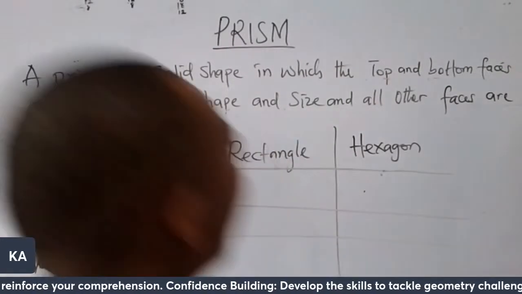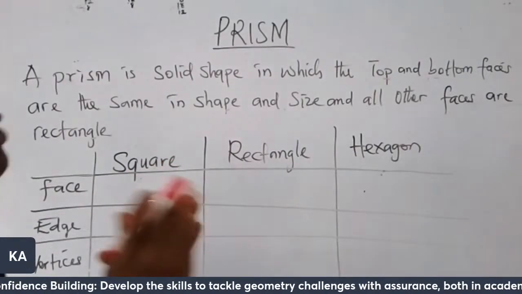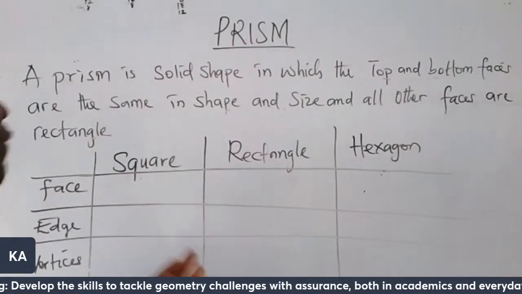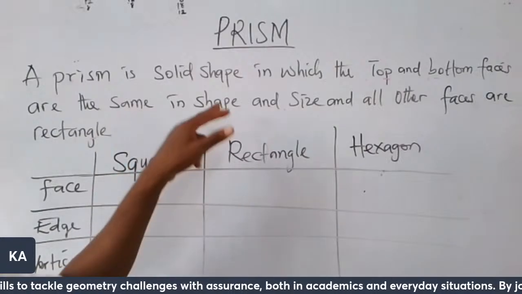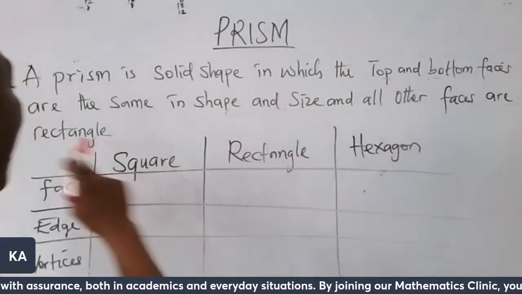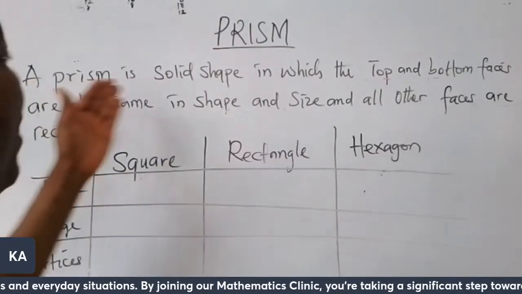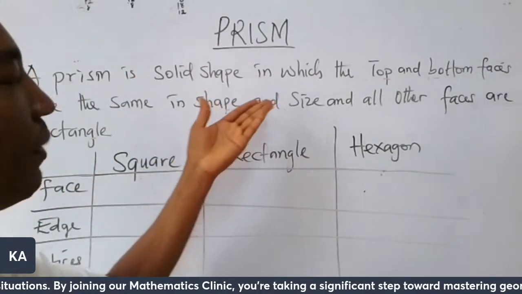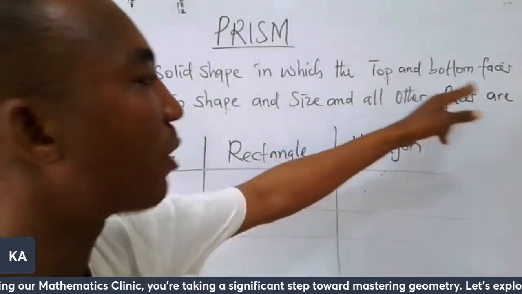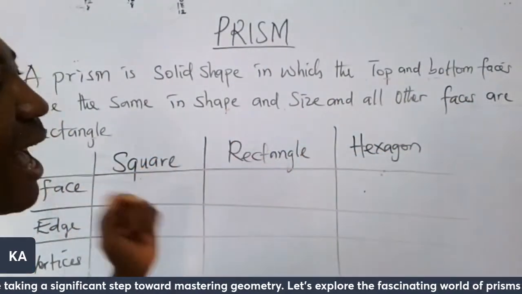What is a prism? A prism is a solid shape in which the top and the bottom faces are the same in shape and size, and all other faces are rectangles. I'll take that again. A prism is a solid shape in which the top and the bottom faces are the same in shape and in size.